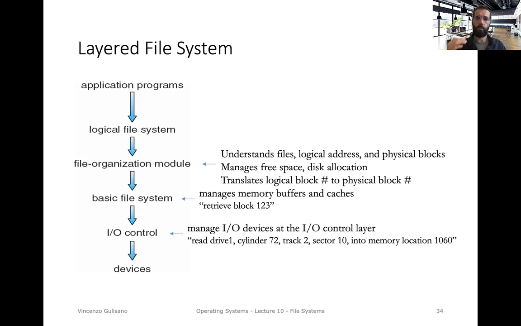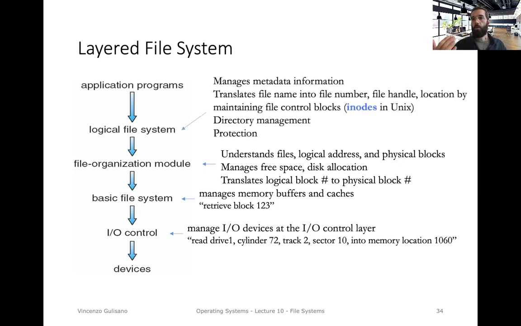In this layer, you also have the managing of free space, so not only the translation between logical and physical, but also this is the layer that maintains information about where you can actually write if you need to write something new. And here, of course, you start having understanding of files too, not only blocks, because of course you need to have the concept of a file in order to understand what is the logical block inside that file and translate that into the physical one.